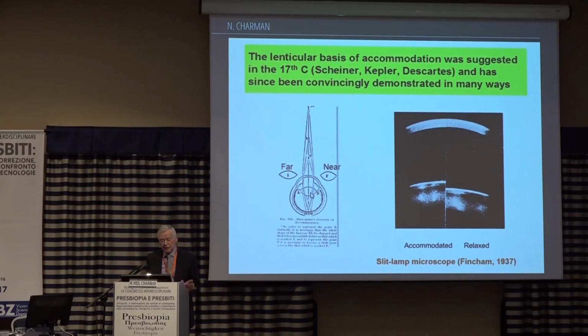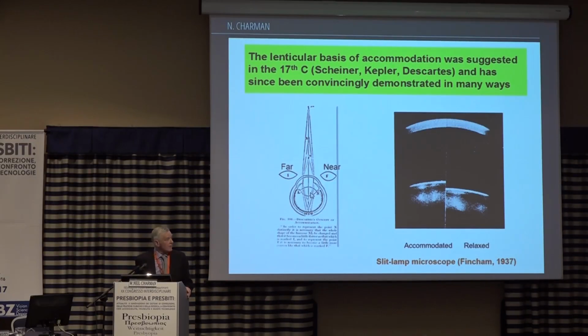And of course, the basics of the accommodation system are a change in the form of the crystalline lens. On the left, you'll see Descartes' view in the 17th century, and he clearly recognized that in order to see clearly at near, the lens of the eye had to become more convex and increase its power. And indeed, since then, numerous people have established that very clearly.